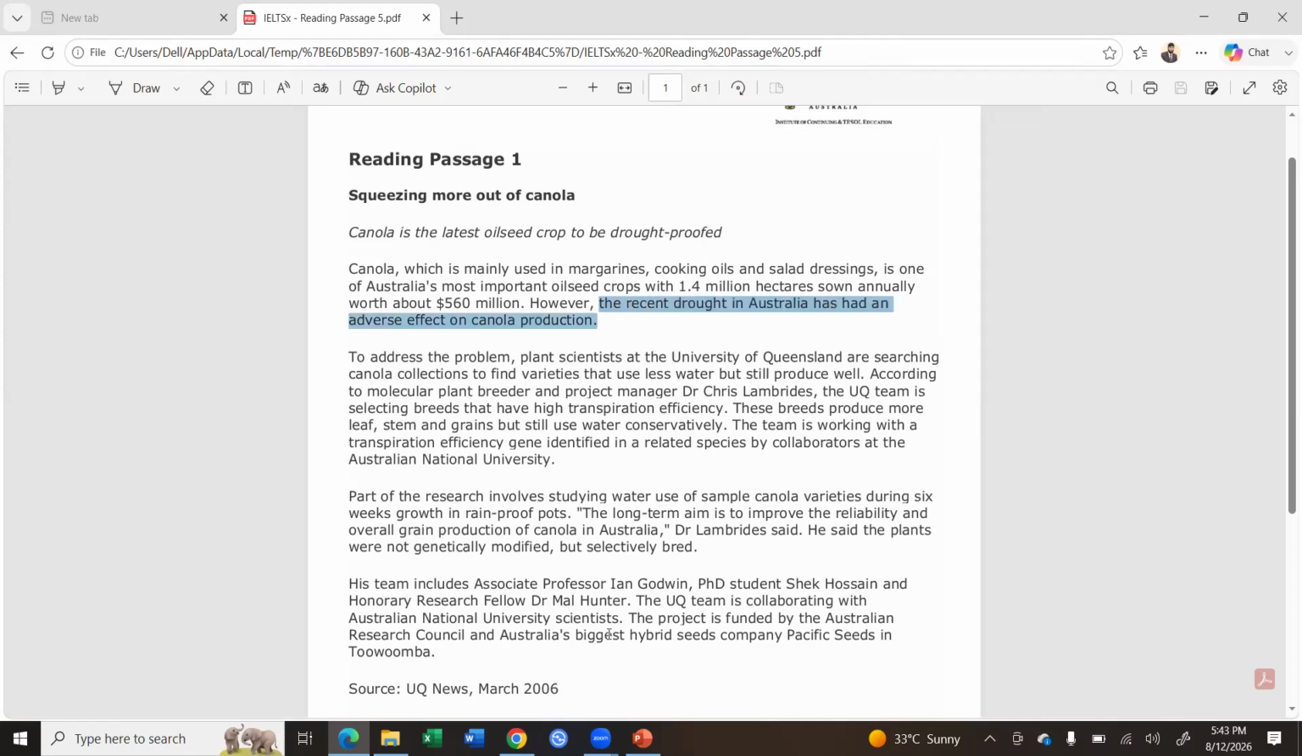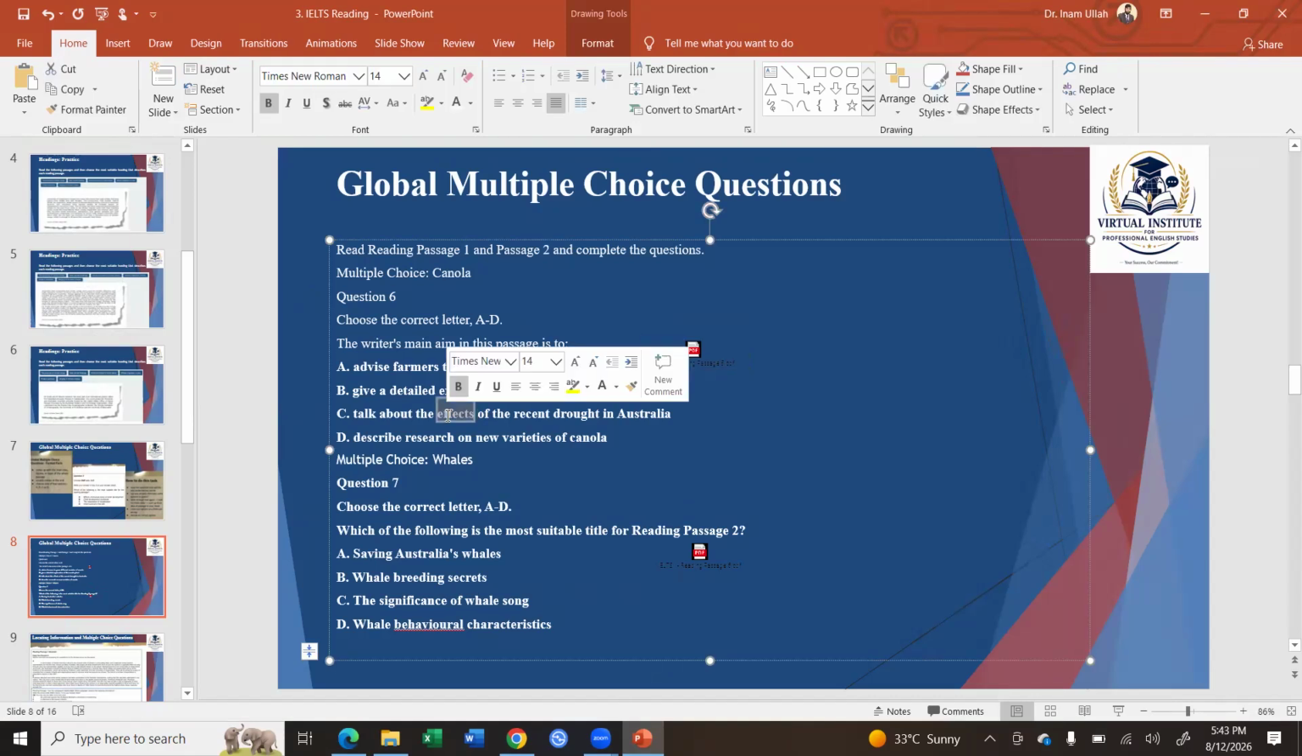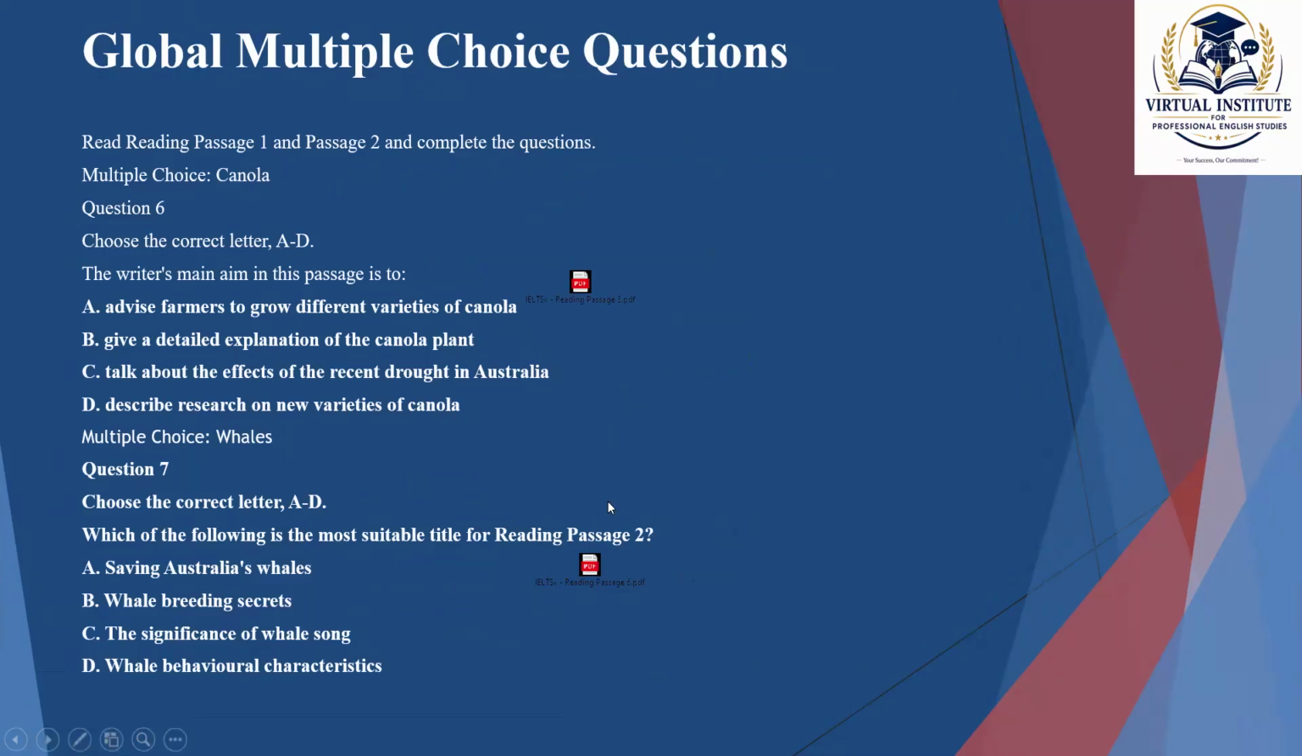Recent drought in Australia, right? Which had an adverse effect. So talking about the effects of the recent drought in Australia is not the right option, right? Because it says effects. And in the passage there is only effect, not effects. Exactly. Only one effect is used, right? And only one perspective is used because it is not well bred when there is drought, right? So option D is the right option.